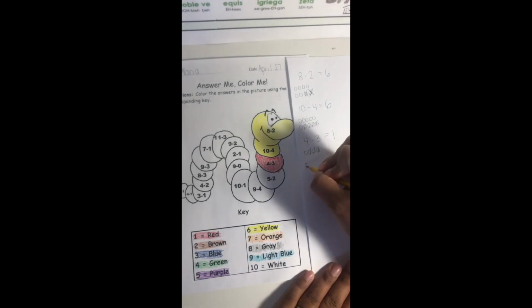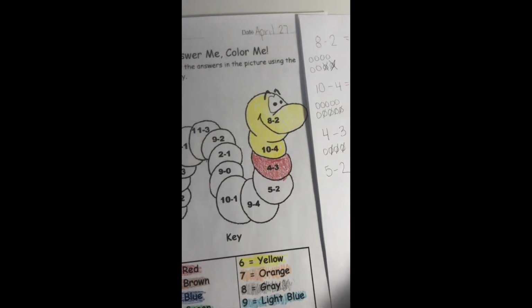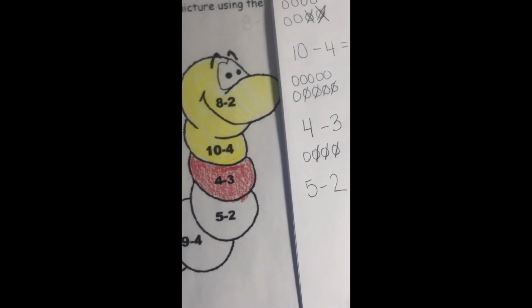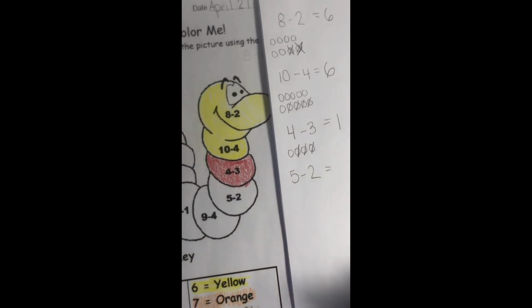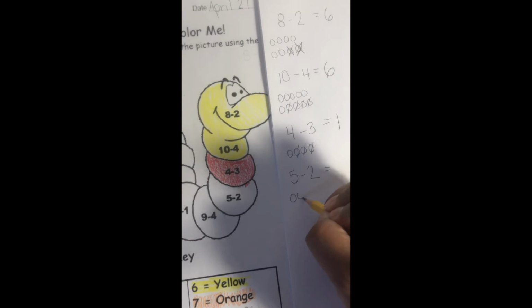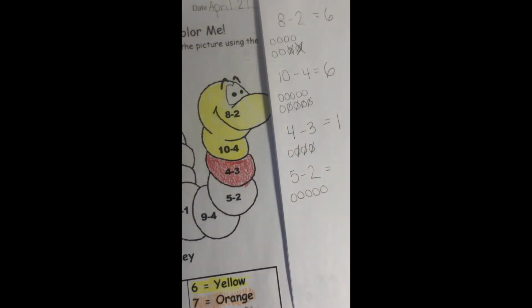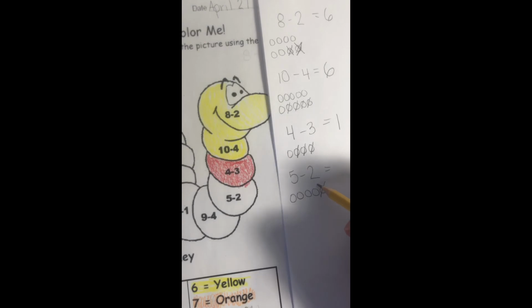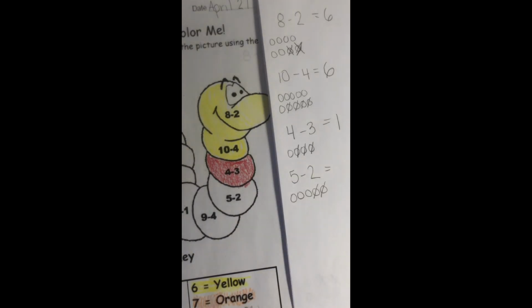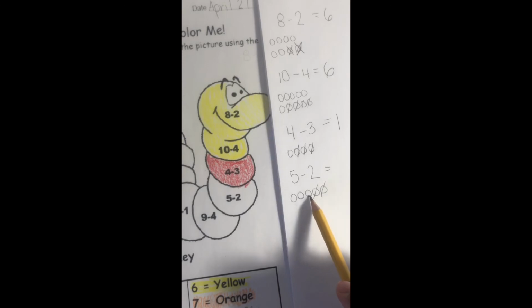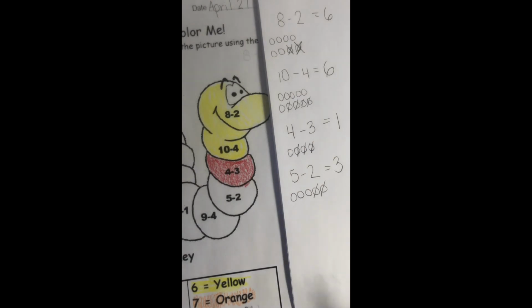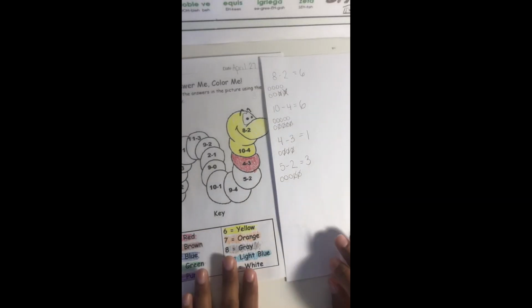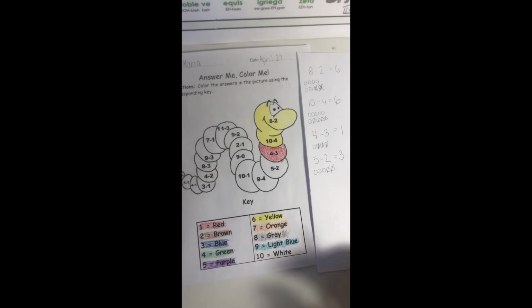So the next one says 5 minus 2 equals, let's see. I think I need a, perfect. Okay, so I have 5, 1, 2, 3, 4, 5, and they take away 2. 1, 2. How many do I have left? Let's count. 1, 2, 3. 3 left. So let's go back to our paper. 5 minus 2 equals 3.